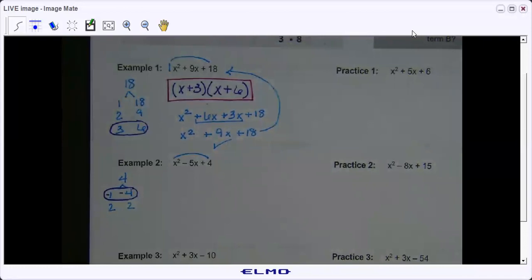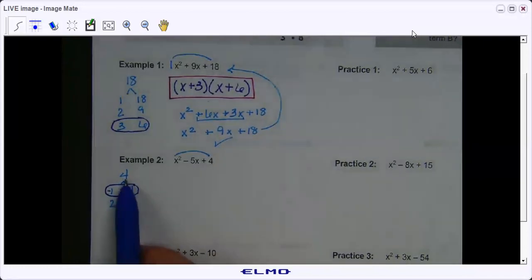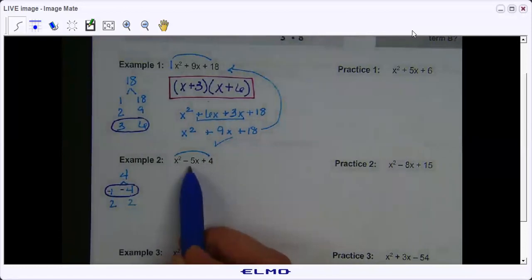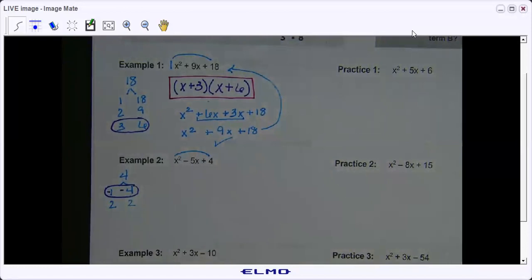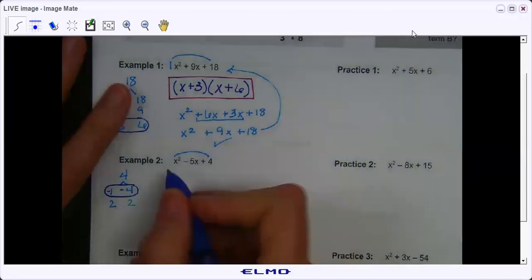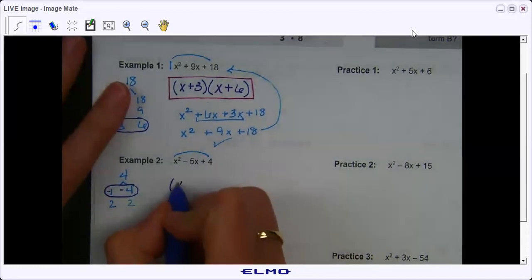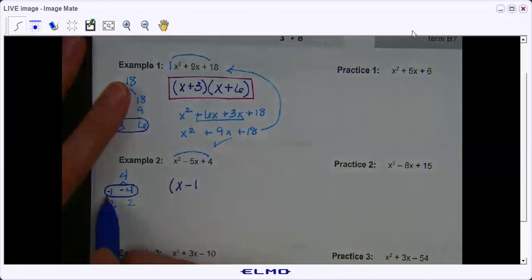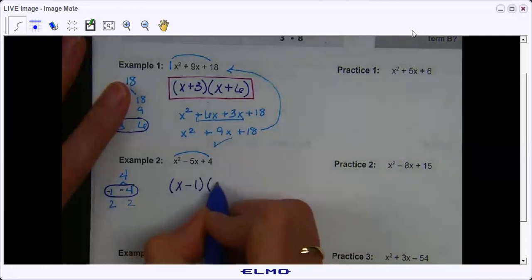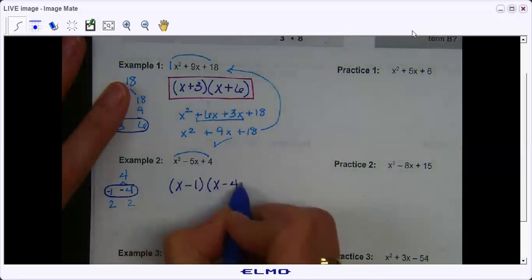So just to reiterate, these two factors have to multiply to get 4, and then add up or subtract to get this middle term. Okay, so let's go ahead and put these into the binomial. It's going to be X minus 1, because that's a negative, times X minus 4.